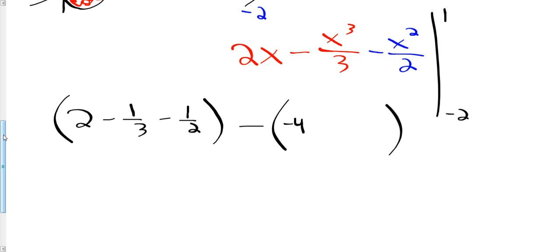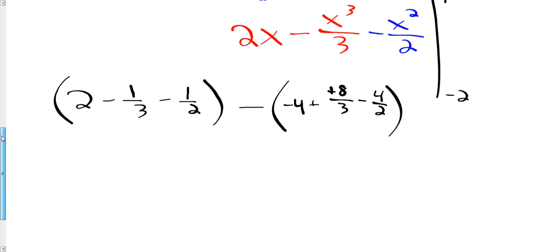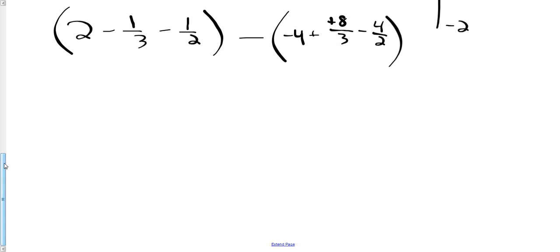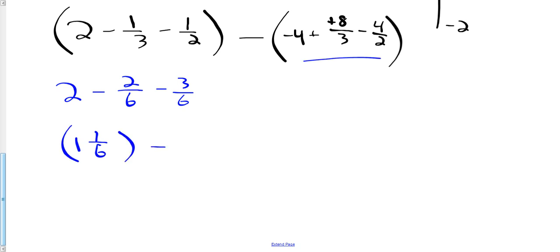So I have -4, I have negative 8 over 3, I have -4 over 2. That wasn't ideal, but we can at least change those to positives. Just trying to simplify this. Let me change the color so you can see what's going on. 2 minus 2 over 6 minus 3 over 6. So I guess minus 5/6. So that's 1 1/6 for now. So that's that. Minus. Now let's go here.